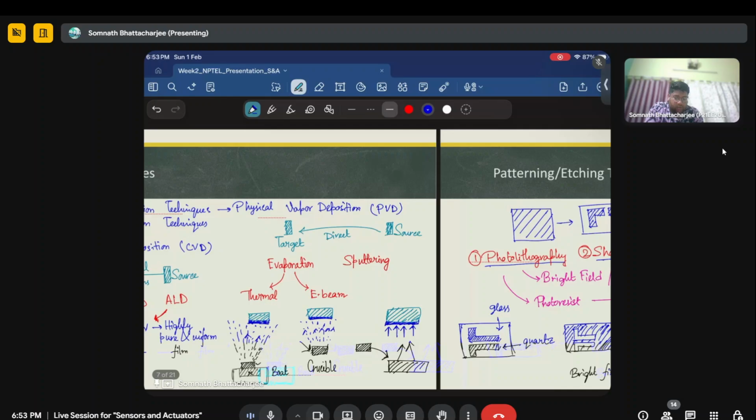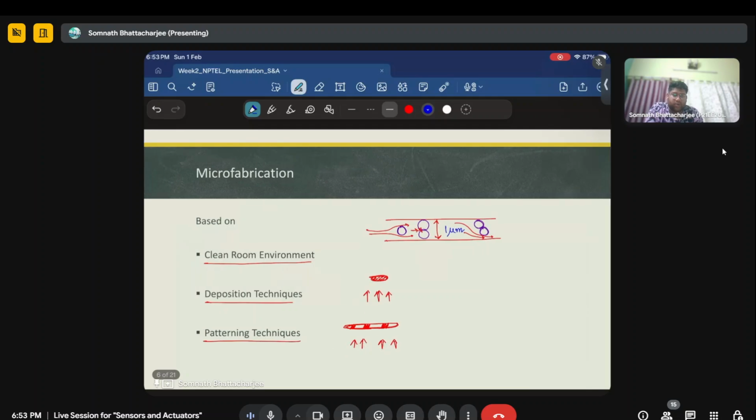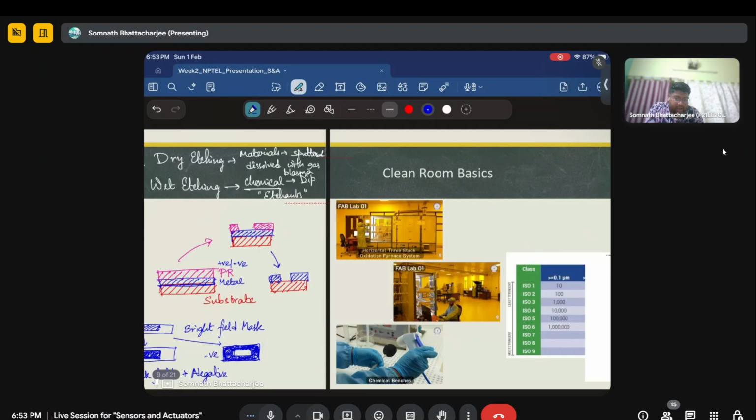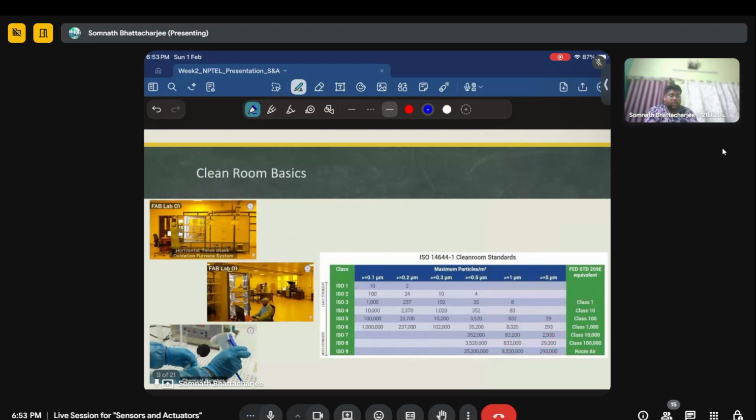As I have already discussed, there are three major things. The first one is the clean room environment, that is the environment we are fabricating the devices in. Second is deposition techniques, and third is patterning techniques. The most important one is your clean room. And in the clean room, you need to eliminate any kind of dust particles from your devices. You need to protect your device from these dust particles.